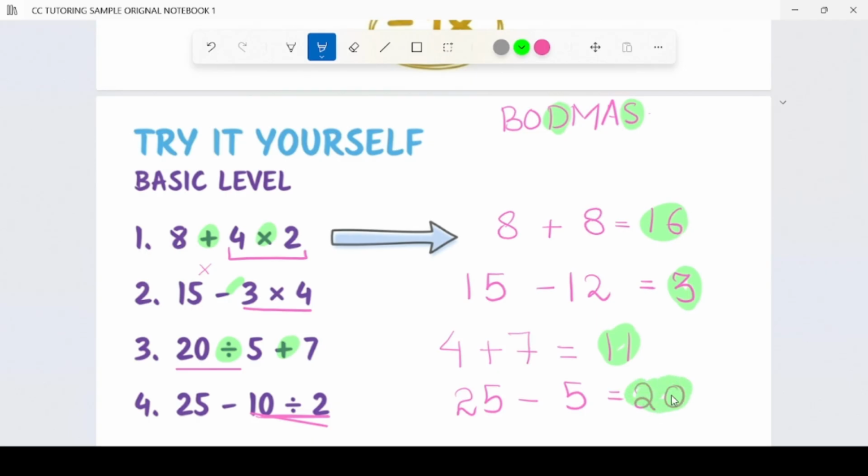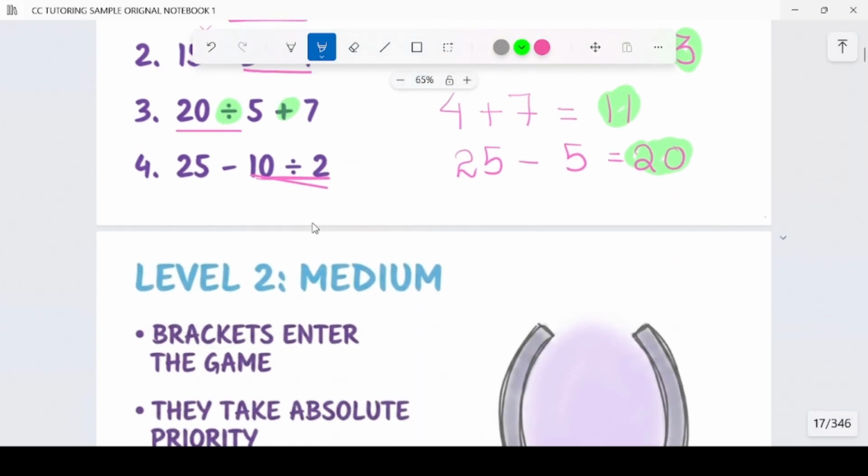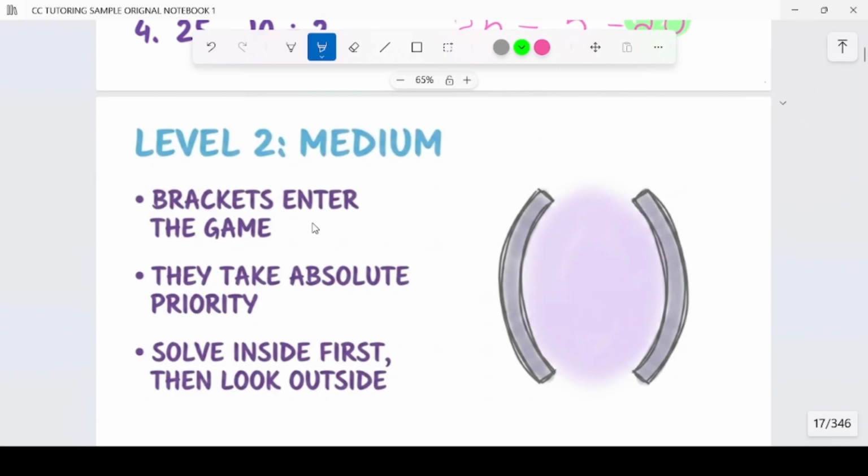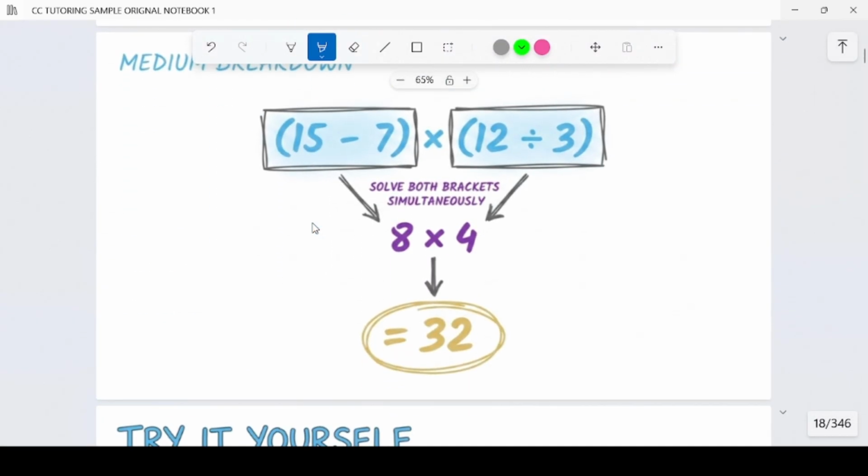And these are my answers. I hope so. Now let us do the medium level 2 bracket. Enter the game. Now this is the level 2. We won't look at anything. We'll just solve the bracket. Anything that is inside the bracket, we'll solve that first.